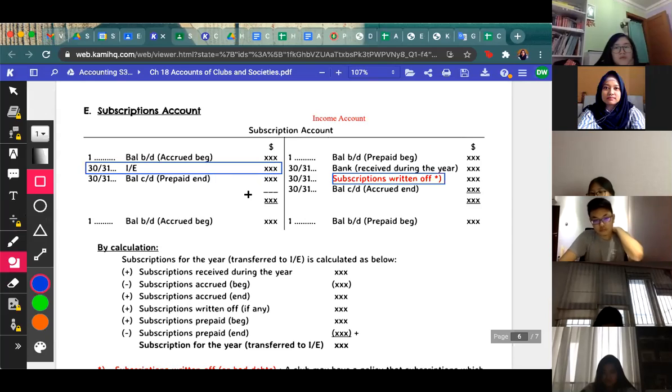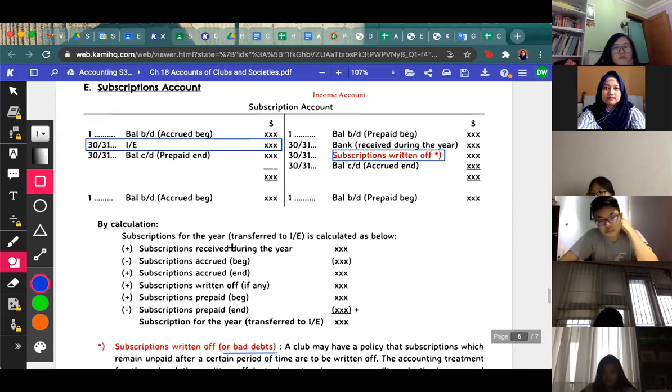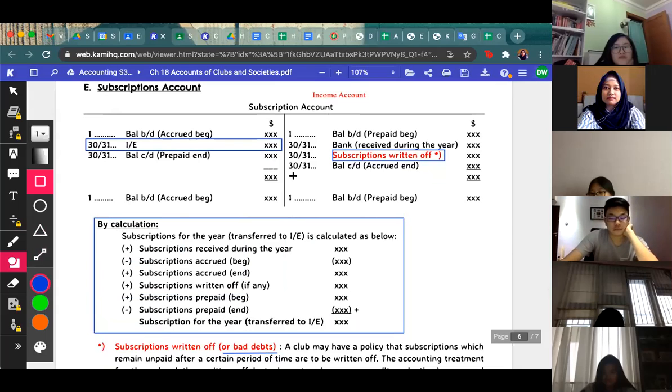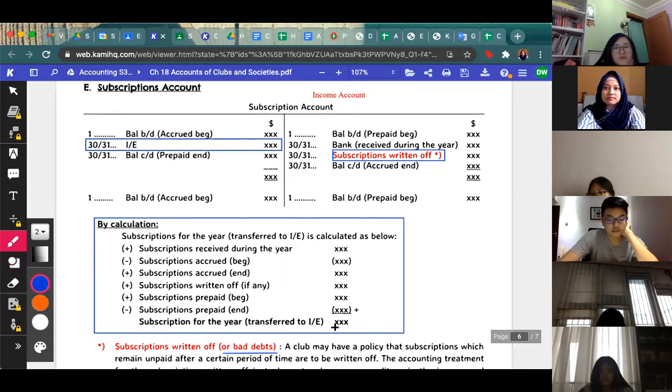Okay, if you are not required to do the subscription account, but you are required to calculate only, you can use this calculation as usual. A simple calculation by adding everything on the credit side, deducting accrued beginning and prepaid at the end, okay? So that you will have the amount that is transferred to the income statement.